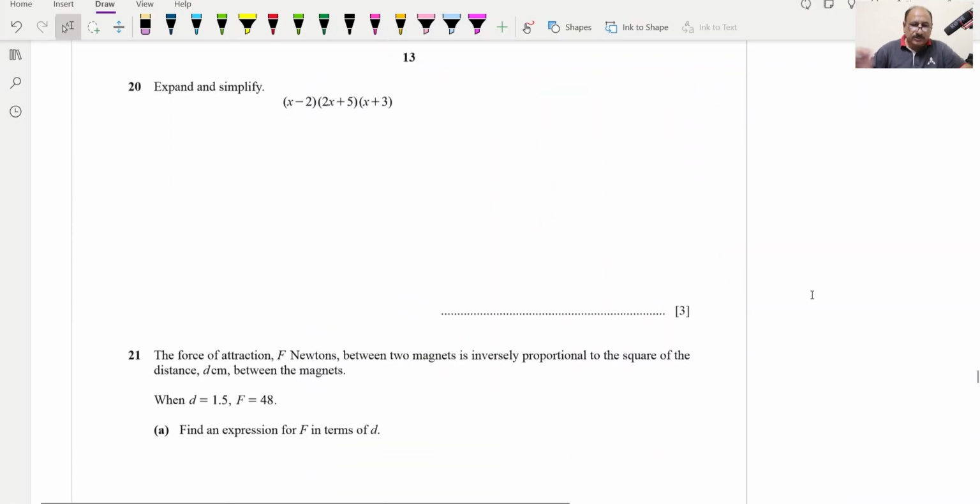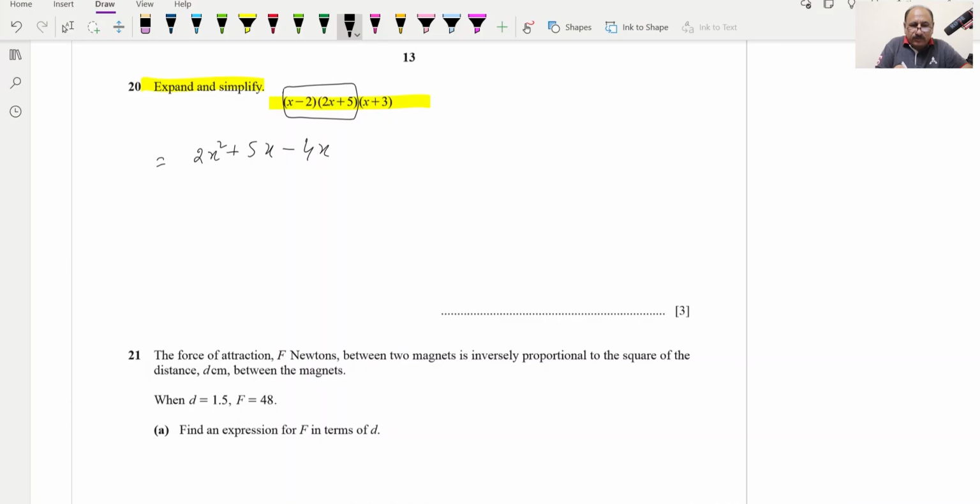Now question number 20, an algebra question. An algebraic expression is provided. We have to expand and simplify. So first we will expand these two, multiplying them. We get x into 2x will be 2x squared, plus x into 5 will be 5x, minus 2 into minus 2x will be minus 4x, minus 2 into plus 5 will be minus 10, and bracket close, and it will be times x plus 3. Next, we can simplify further by adding like terms. So 2x squared plus x minus 10, into x plus 3.